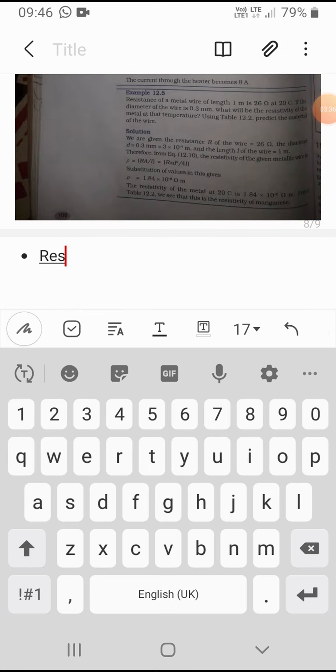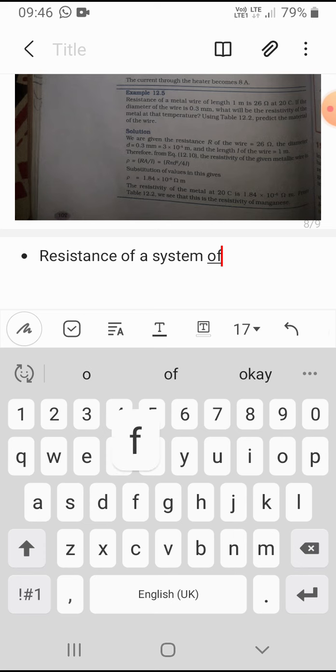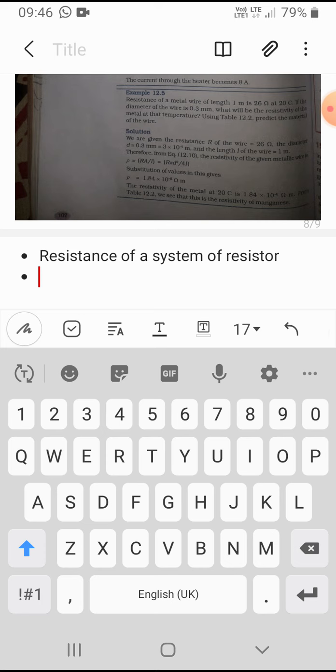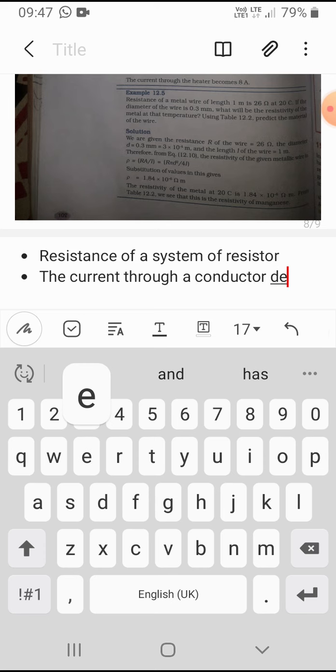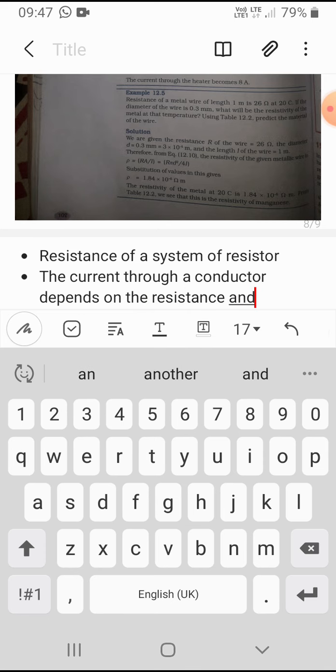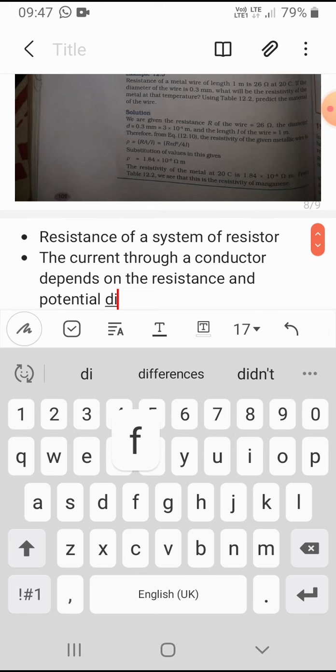Next is resistance of a system of resistors. The current through a conductor depends on the resistance and the potential difference across its ends.